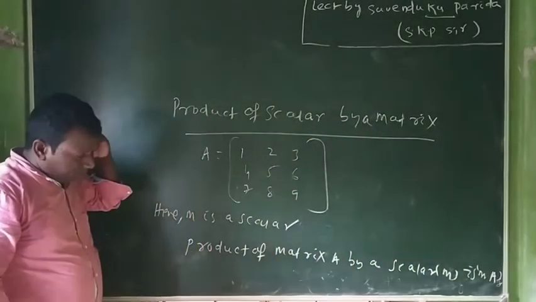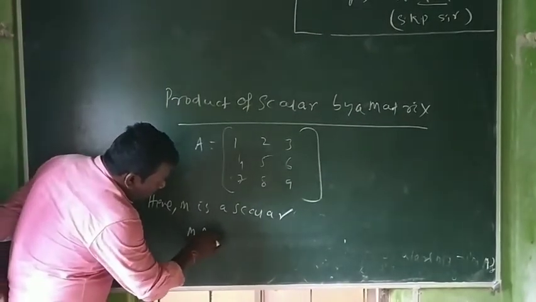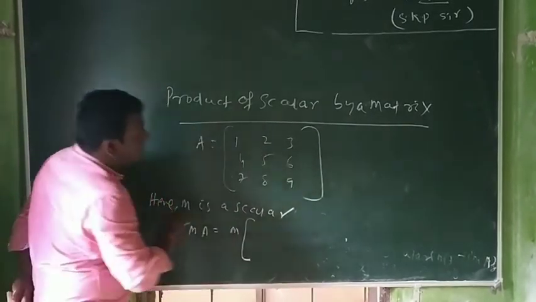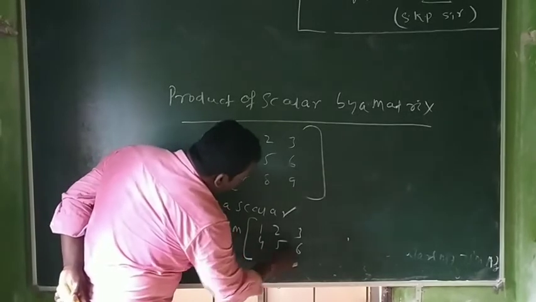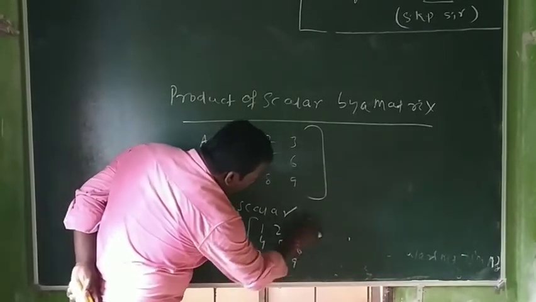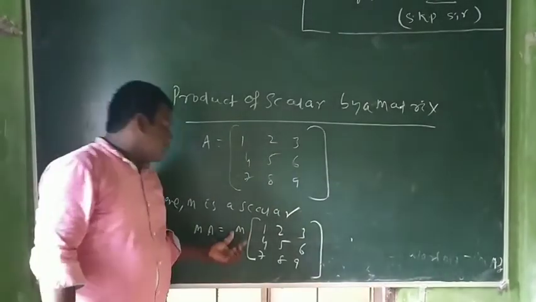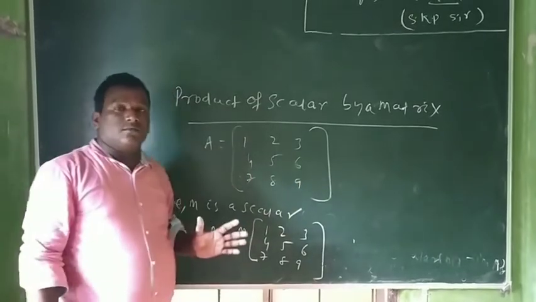Product of matrix: mA equals m into matrix 1 2 3 4 5 6 7 8 9. So you have a scalar and a matrix, and the corresponding elements are multiplied.